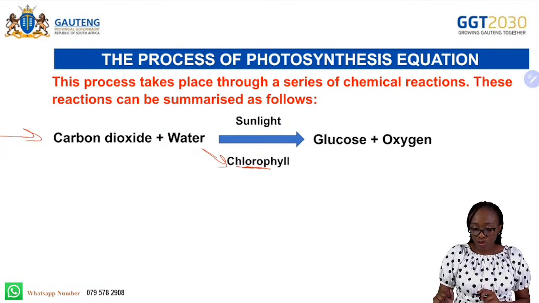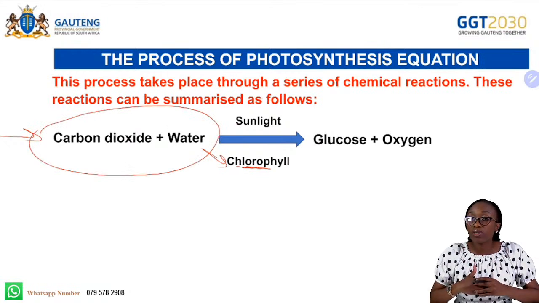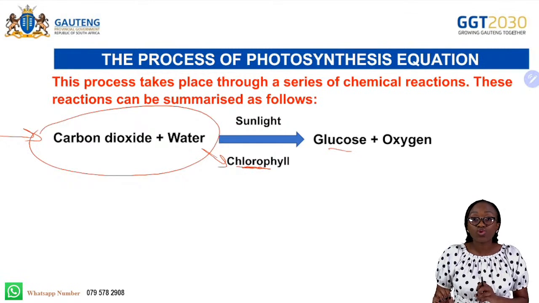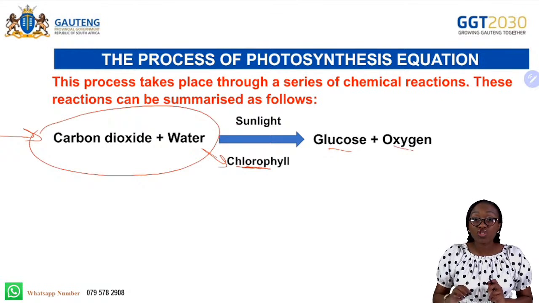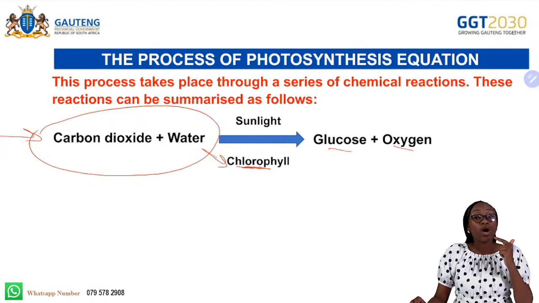It is chlorophyll. Then the process goes on where we react carbon dioxide and water to get what? Glucose, the simple sugar, which is the food. And what else do we get? We get oxygen. So the products for photosynthesis are two: glucose and oxygen.